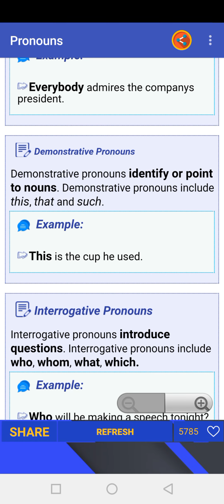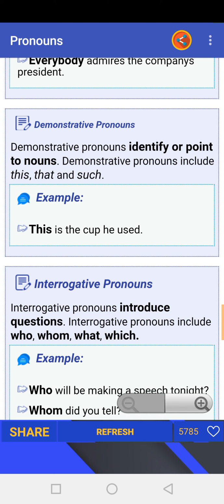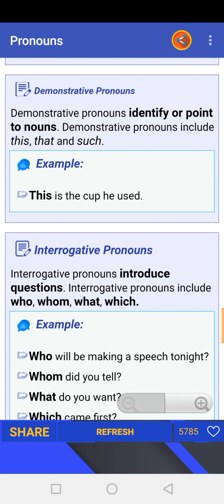Demonstrative pronouns. Demonstrative pronouns identify or point to nouns. Demonstrative pronouns include this, that, and such. For example, this is the cup he used. So the noun is cup, and this identifies the noun, that is, cup. This is the cup he used.